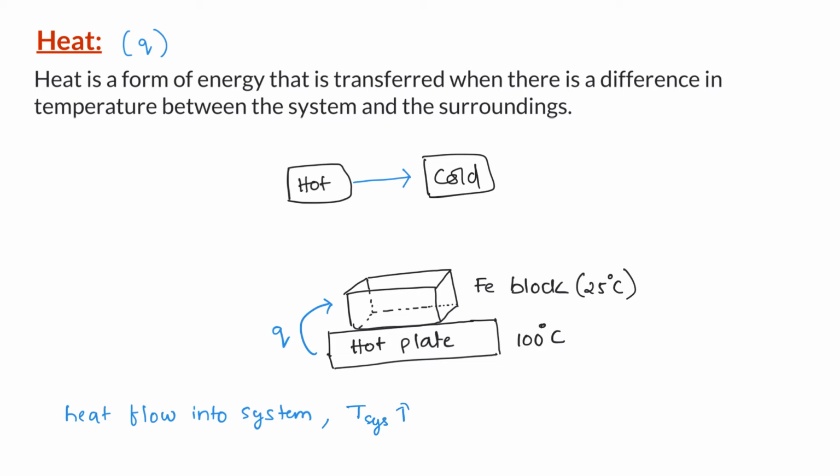The particles inside the system move or vibrate faster, therefore increasing the kinetic energy of the system and consequently its internal energy. Conversely, if the heat flows out of the system, it decreases the temperature of the system, which in turn leads to reduced motion. The reduced motion lowers the kinetic energy and consequently its internal energy.